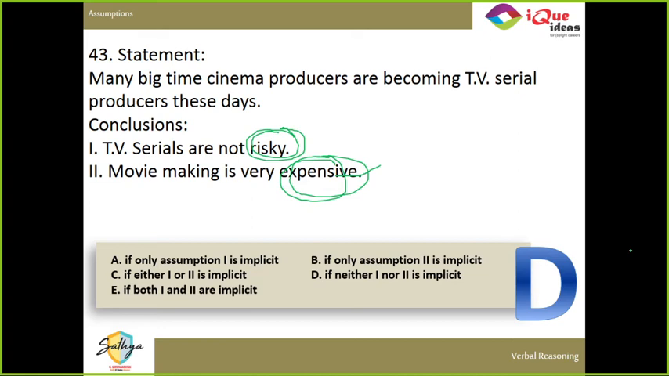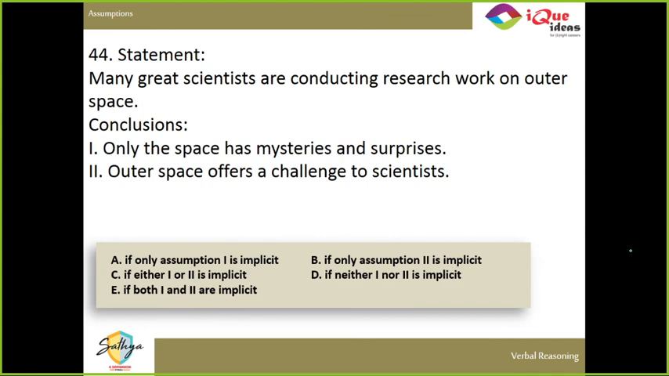Easy, this one. Okay. Many great scientists are conducting research work on outer space. Right? The word only in the first option indicates it is wrong. I cannot say only space has mysteries. Space has mysteries, but it is possible other things also have mystery. Why do I need to say only space has mysteries? So first one is not an assumption.